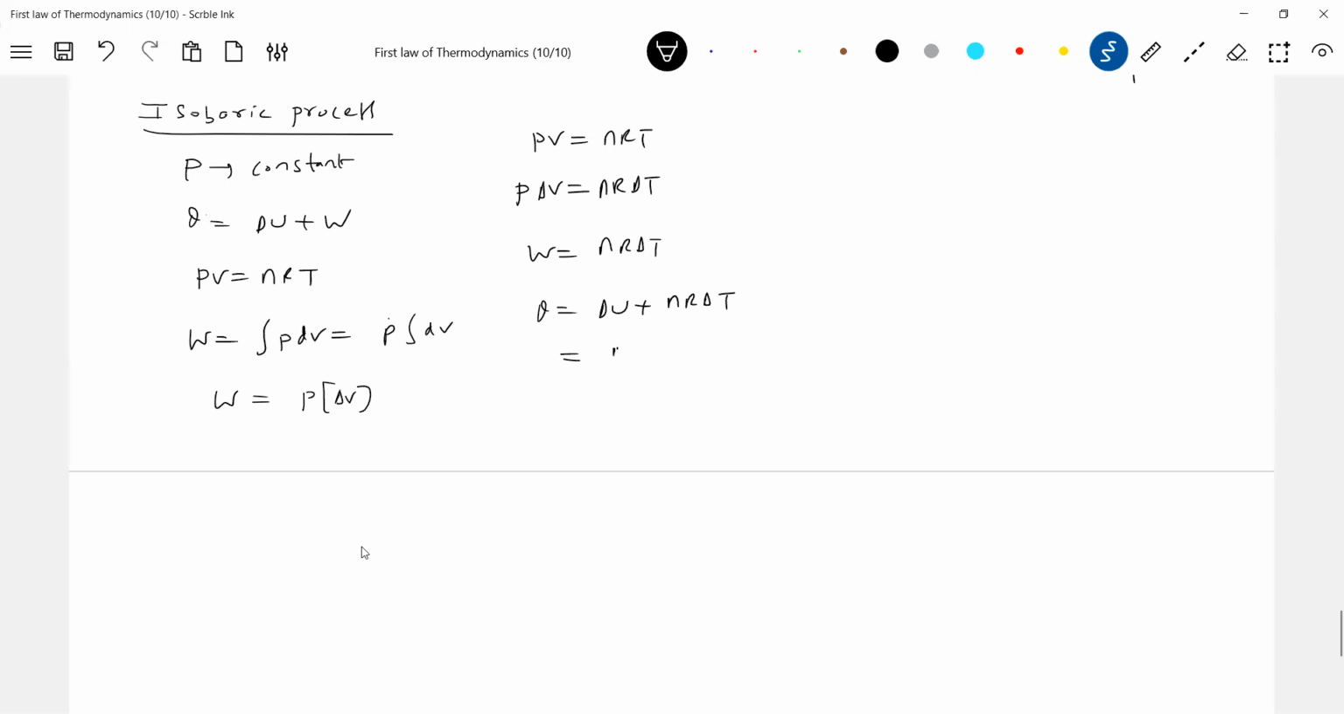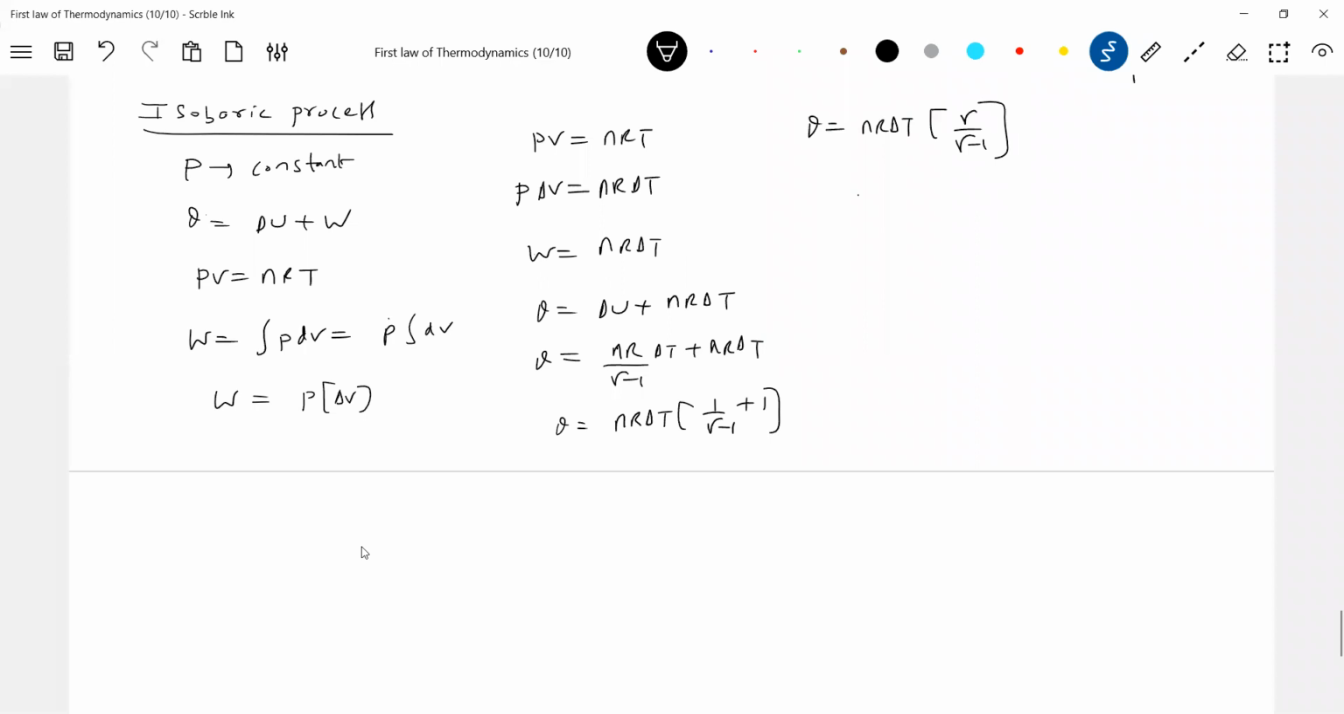So what is delta U? nR delta T by gamma minus 1. Taking nR delta T outside, 1 by gamma minus 1 plus 1. Or Q equal to nR delta T gamma by gamma minus 1. Anybody, gamma by gamma minus 1, what it can be?